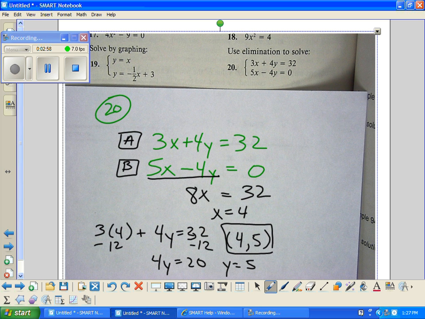I can quickly check that in equation B. My check has to be with the other equation. I used A here, so I have to use B on my check. I can't use the same equation. 5 times 4 minus 4 times 5. And the question is, does that equal 0? And it does. So I have checked it by using equation B.